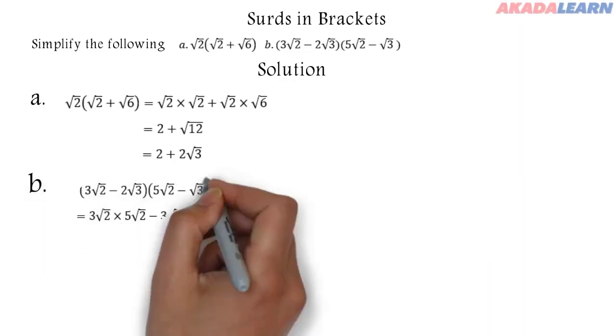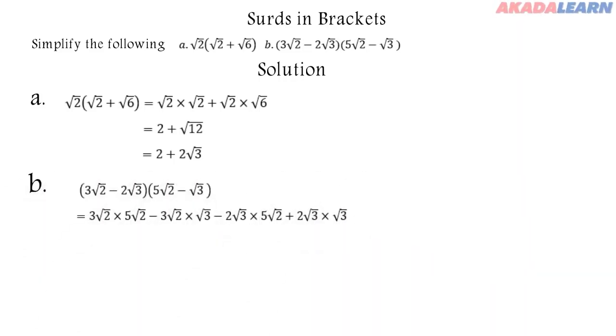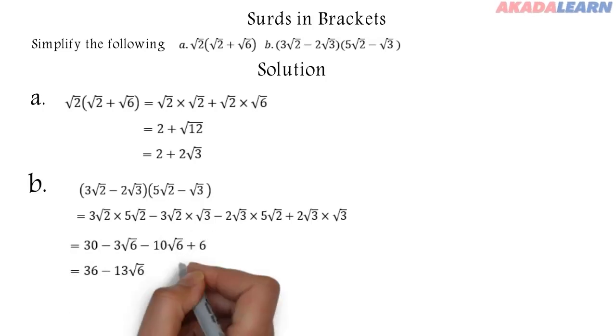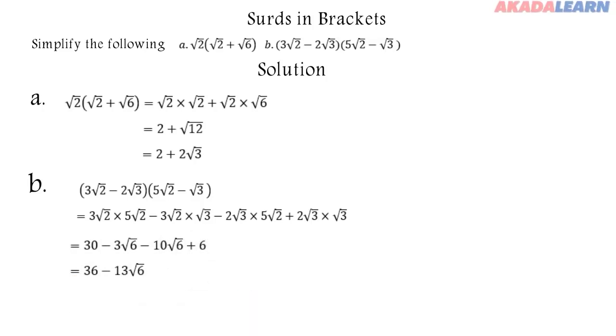So we are going to use 2 root 3 to multiply 5 root 2 and minus root 3. Also, we will use minus 2 root 3 to multiply 5 root 2 minus root 3. 3 times 5 is 15. Root 2 times root 2 is 2. 2 times 15 is 30. Minus 3 root 2 times root 3 is minus 3 root 6. Minus 2 root 3 times 5 root 2 is minus 10 root 6.